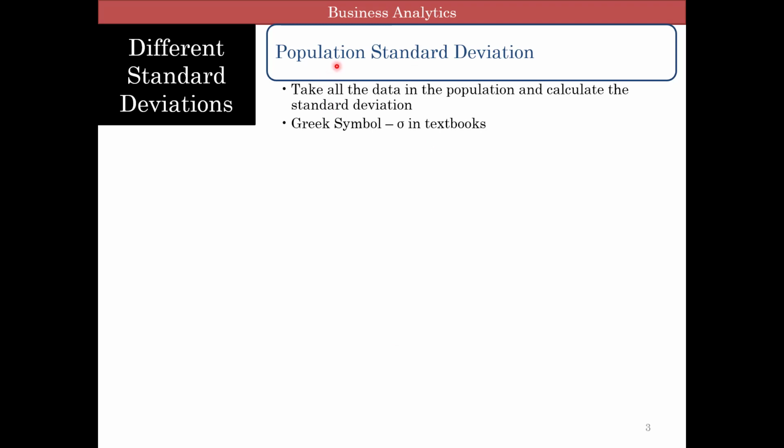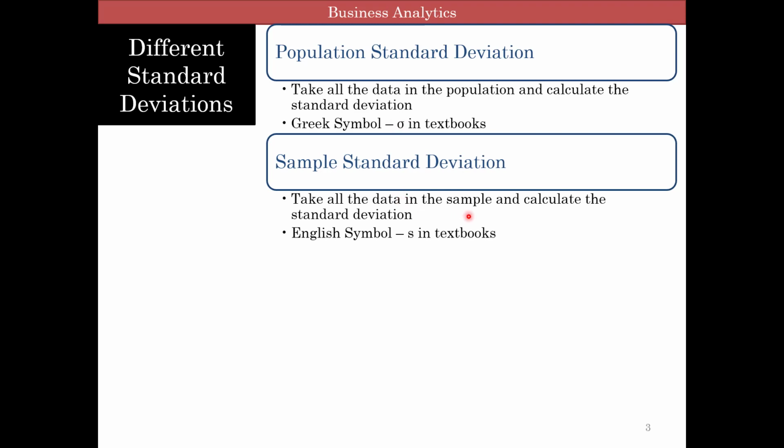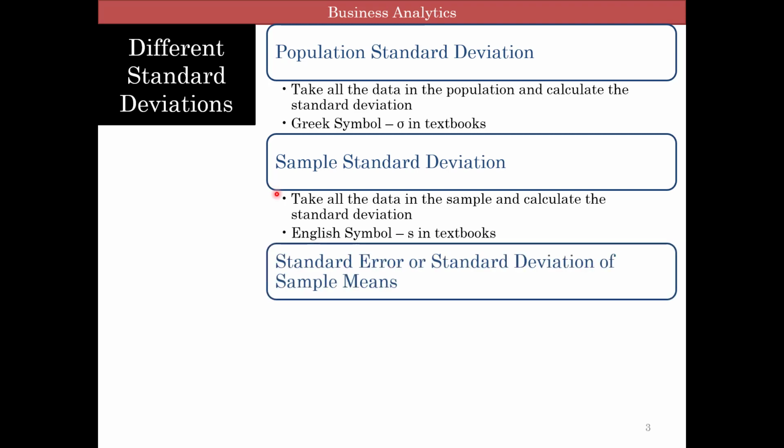So population standard deviation is essentially taking the data in the population and calculating the standard deviation. That's sigma. Sample standard deviation is you take all the data in the sample and calculate standard deviation, and that's denoted by S. So remember, there's a difference between population and sample, and you've probably heard this in the previous lecture. You also heard about standard error or standard deviation of sample means.